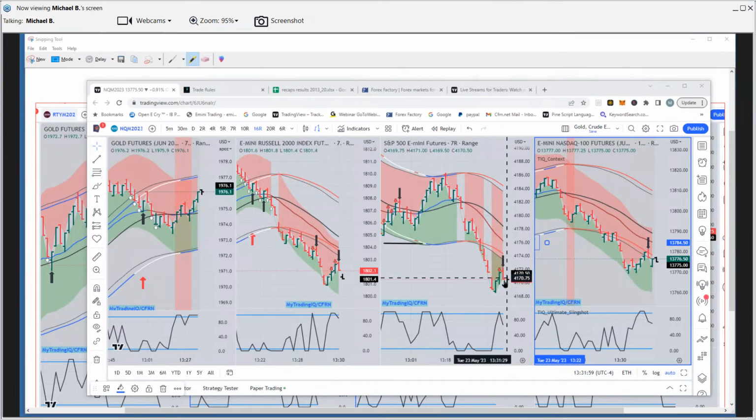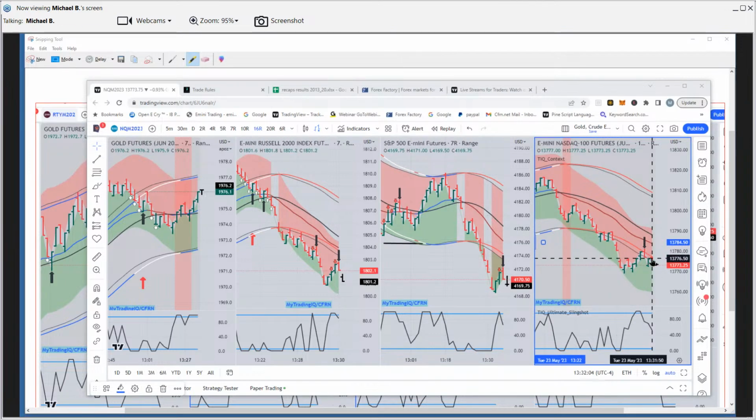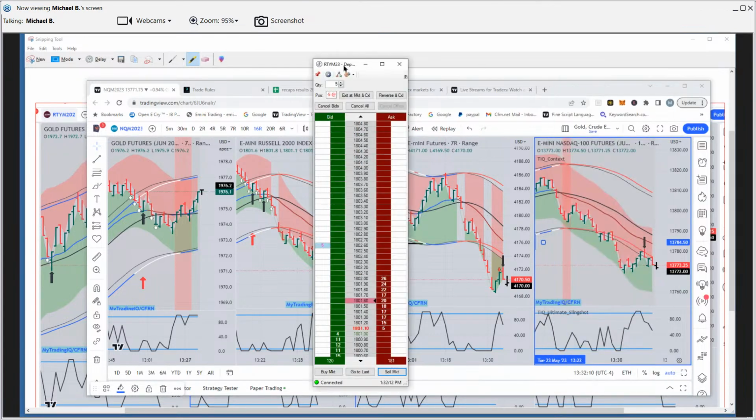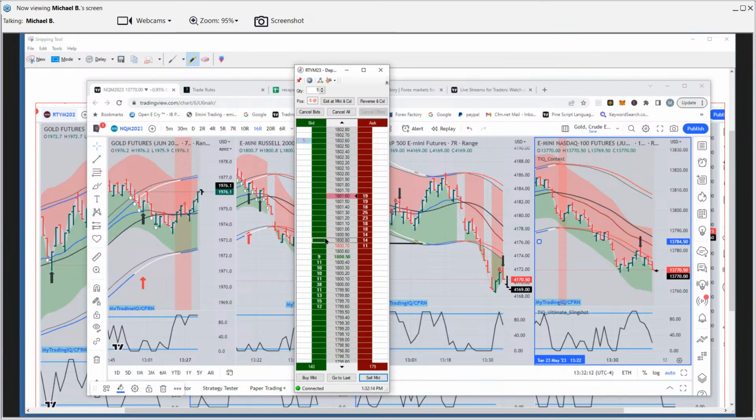So the ES and the Russell gave a trade right here. The ES just gave one right here. Now the NQ gave this one over here and ended up taking me out of break even, because when it goes to 8 ticks in profit, automatically it bumps my stop to break even. But the Russell, I had to do that one manually, and that one's starting to run right now.